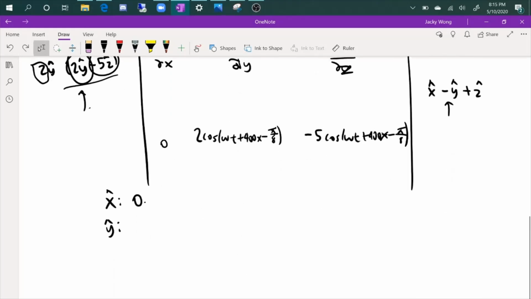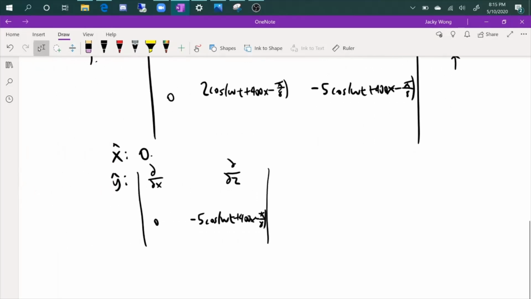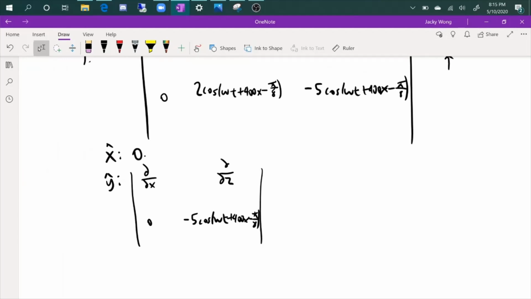So let's take it. The new matrix is partial d dx, 0, partial d dz, negative 5 cosine omega t plus 400x minus pi over 8. That is the 2 by 2 matrix that we obtained for y. When you have a 2 by 2 matrix, you solve it by finding the determinant, which is AD minus BC, where A, B, C, and D are as shown.